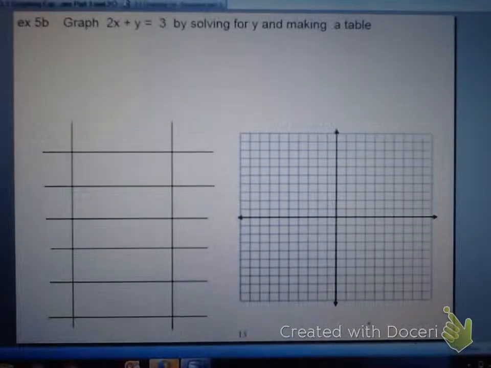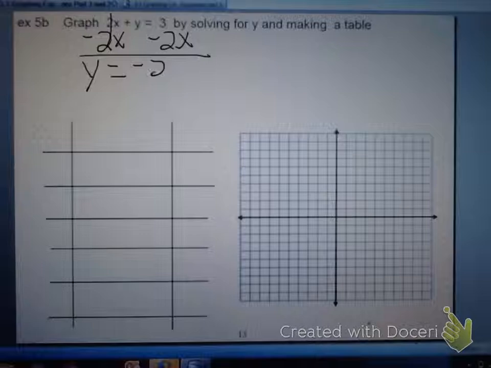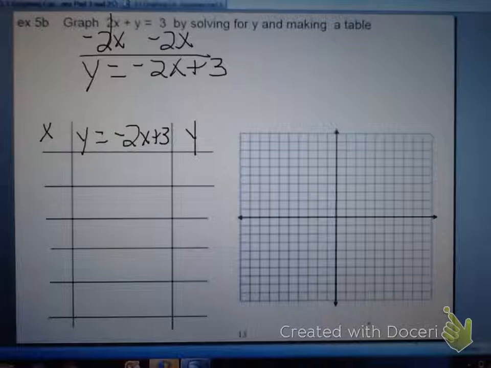Example 2, we're going to solve for y. So I'm going to subtract 2x on both sides. So that's y is equal to negative 2x plus 3. Okay, I'm going to write this in my column headings. And I'm going to give it negative 2, negative 1, 0, 1, 2. That's just kind of a good thing to start with. Those are good numbers to start with.